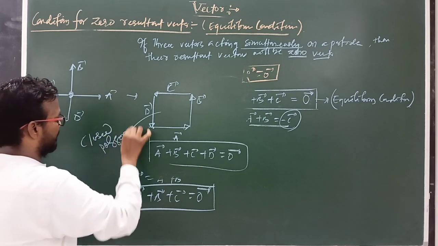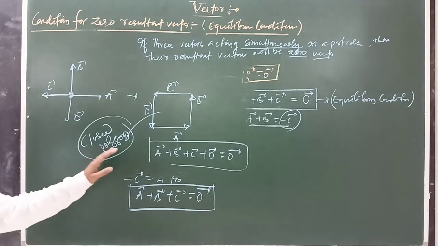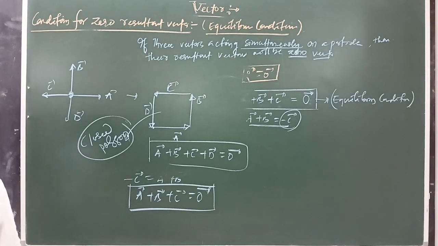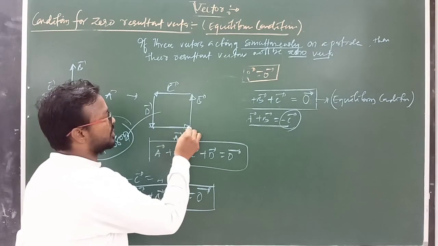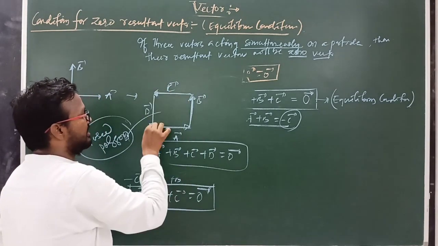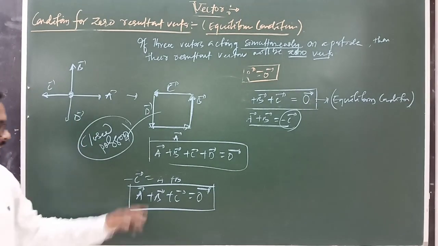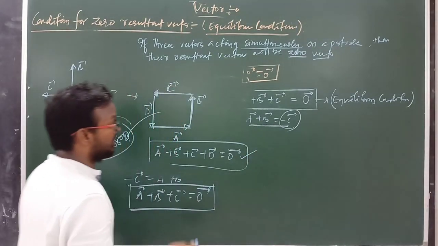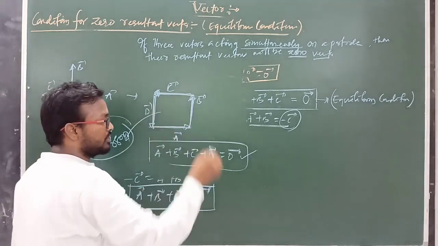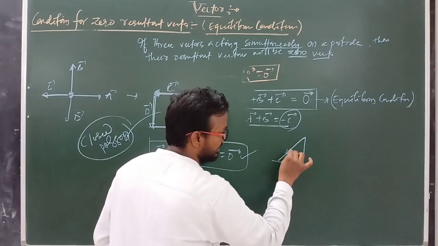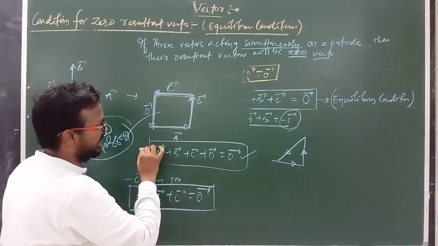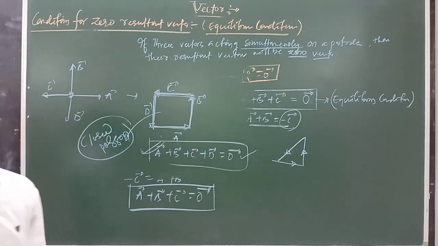Closed polygon. Clear? So if 3 vectors or 4 vectors or 5 vectors act simultaneously on a particle, and they form a closed loop, or a closed path, or a closed polygon, or a closed triangle, then at that time we get a resultant vector, and the resultant vector is 0 vector. They must possess a closed polygon or a closed triangle, means same order, then the resultant will be 0. This is the condition for equilibrium.